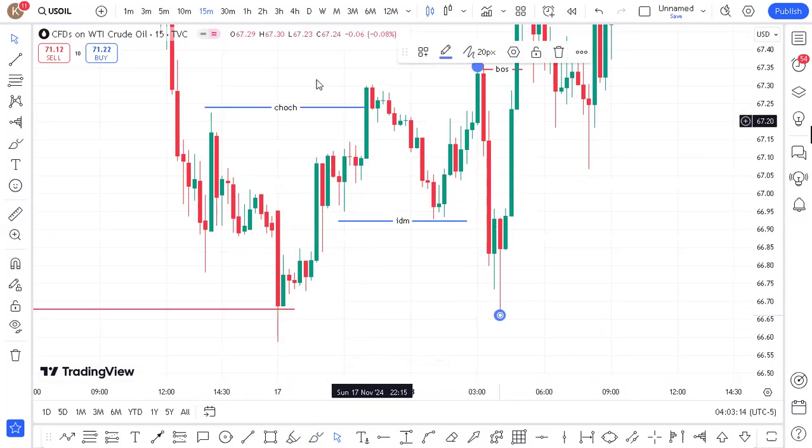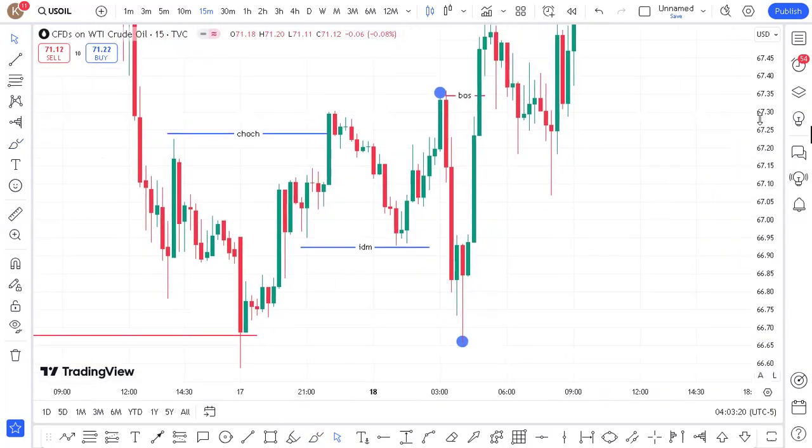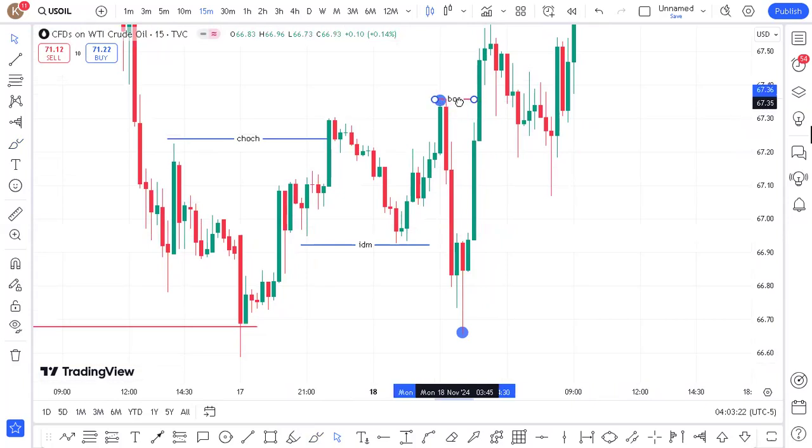But as we can see here, this is a shift in structure, the change of character. The market has to always take out the inducement. And about the inducement video, I'll try to make a video about that very soon. Now, the market came down, took out the inducement and broke the structure. This was my high. I'll point out this was my low here.